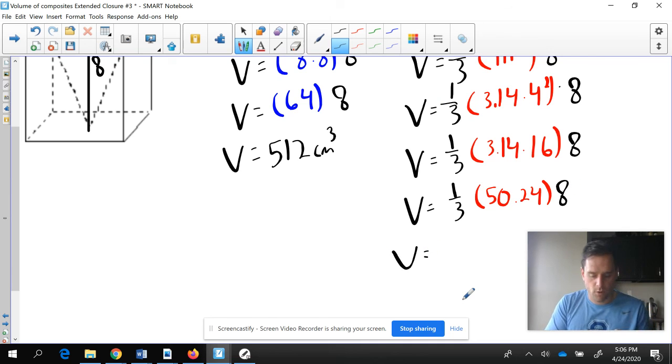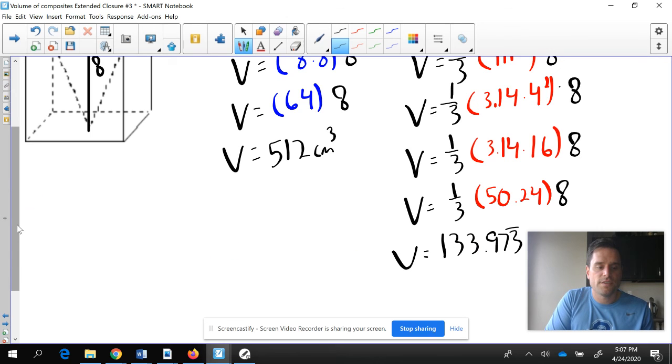So we can take 50.24 times 8, which is 401.92 divided by 3. Or you can multiply it by 1/3, and you're going to get this crazy number, 133.973 repeating.